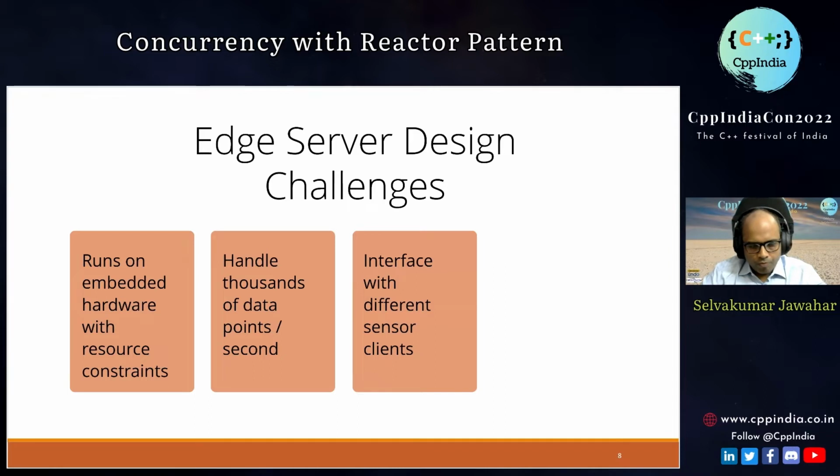Now, the third design requirement is that, though all the sensors send data over the network, some sensors could have different protocols. So the edge server needs to be able to talk to the sensors and get the data from the sensors.